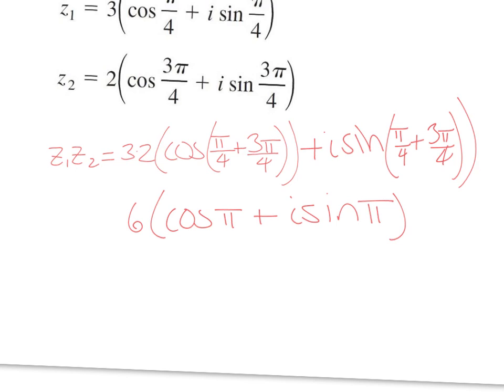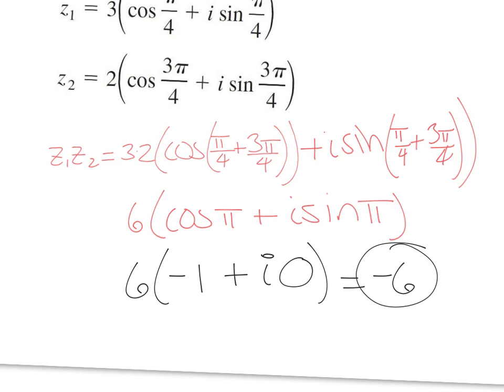And because we are finding the product, we are going to evaluate cosine of pi, and cosine of pi is -1, plus I sine at pi is 0, so I end up with -6. That's the product of those two complex numbers.